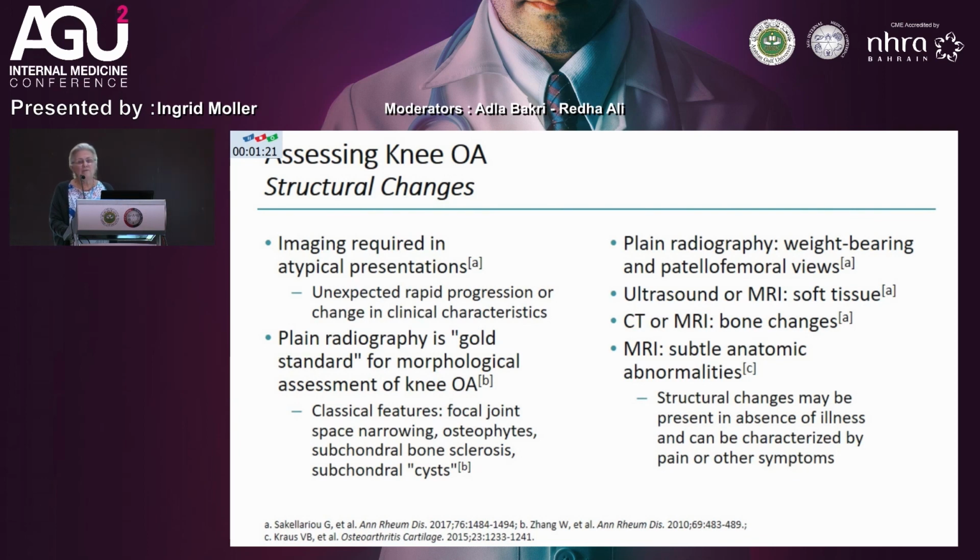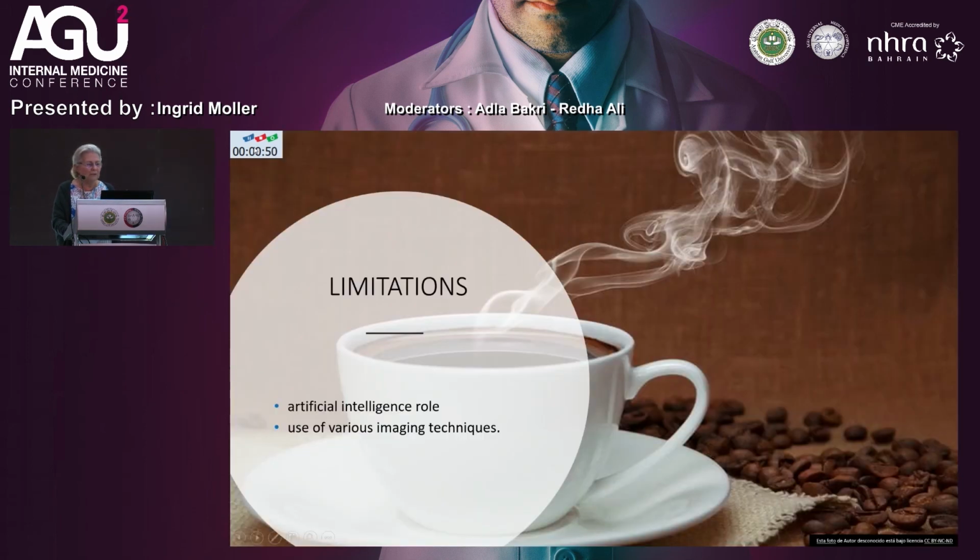Plain radiography is still the gold standard, although probably that is something to change in the future. These are the positions that we ask for. Ultrasound or MRI, depending on what you have, are really the ones that can evaluate the soft tissue, and we use CT or MRI for bony changes, as well as MRI when you have really subtle anatomical abnormalities that you want to evaluate. This talk has many limitations.